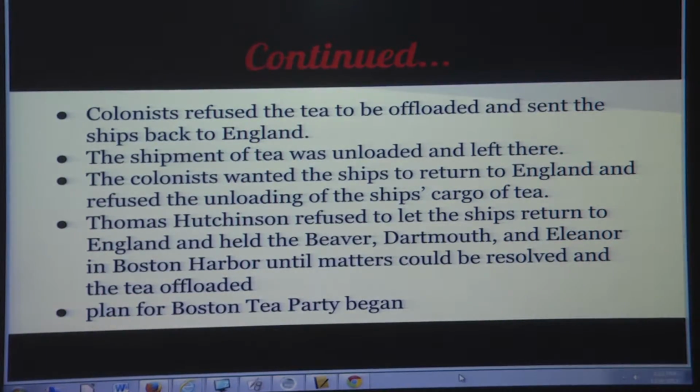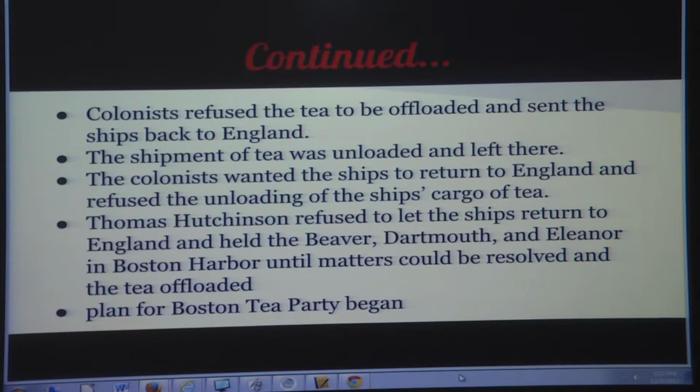The colonists initially in Philadelphia and New York refused to let the British East India Company tea be offloaded and sent the ships back to England. In many colonial ports, to protest the Tea Act, the shipment of tea was unloaded and left untouched on the docks to rot. The Beaver, Dartmouth, and Eleanor arrived in Boston in late November to the middle of December of 1773.